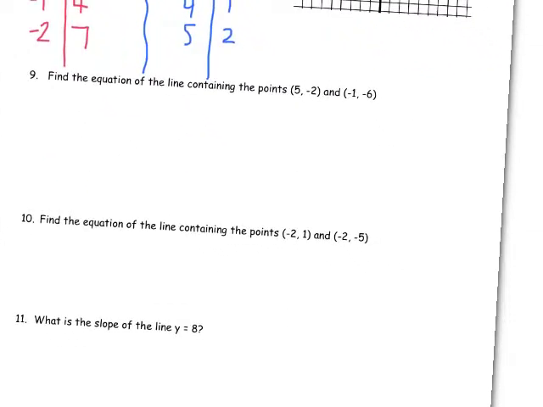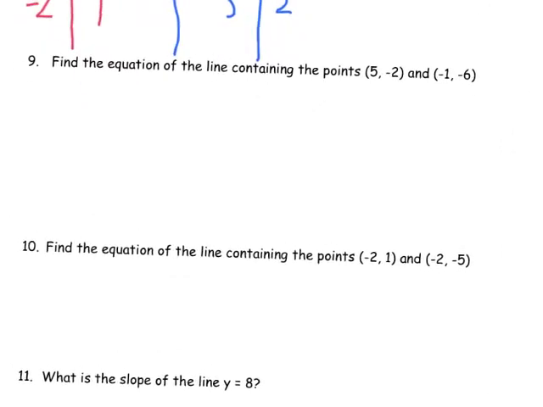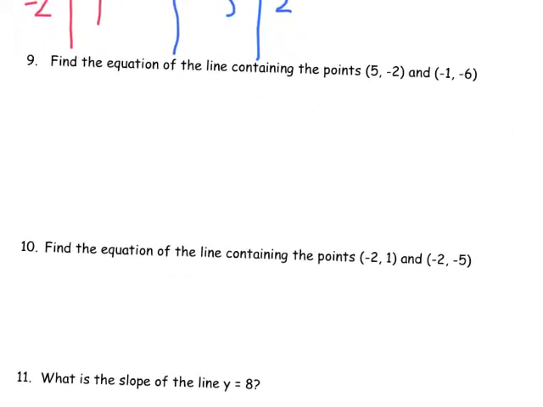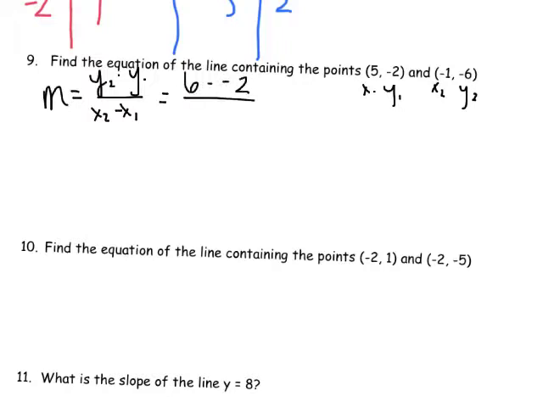All right, number 9. Find the equation of the line containing the points 5, negative 2 and negative 1, negative 6. So if I do my slope formula, rise over run, negative 6 minus negative 2 over negative 1 minus 5 is negative 4 over negative 6... that is 8 over negative 6, and that is negative 4/3.